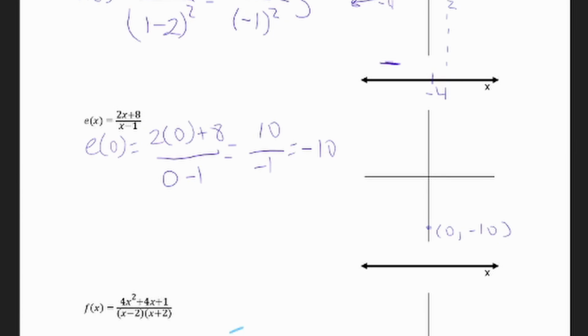Okay, so next we see that the denominator here is x minus 1, which means that at x equals 1, this will be 0 in the denominator, which would make the function undefined, which means we'll have an asymptote there at x equals 1. So again, we can do a little dotted line here, and we'll say that this is 1.